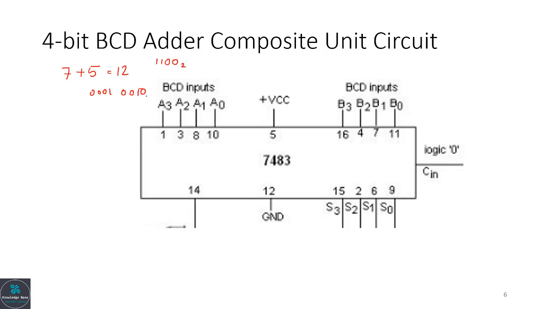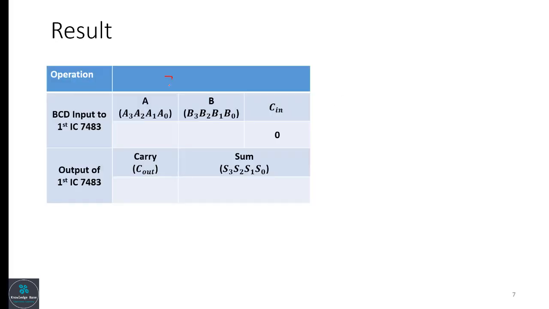So let us see how the circuit will act. I am putting 7 over here, so 0, 1, 1, 1, and I am giving 5, so 0, 1, 0, 1. Now here Cout will be 0, and S3 will be 1, S2 will be 1, S1 will be 0, and S0 will be 0. So 7 plus 5, I put it to this one, 0, 1, 1, 1.